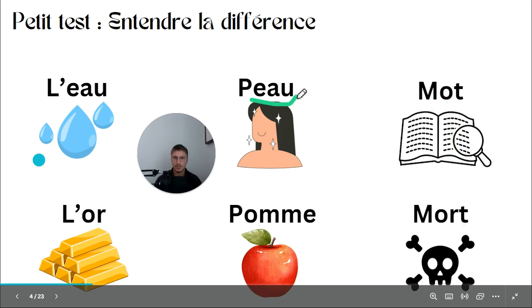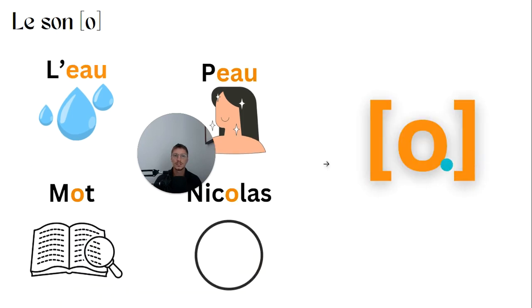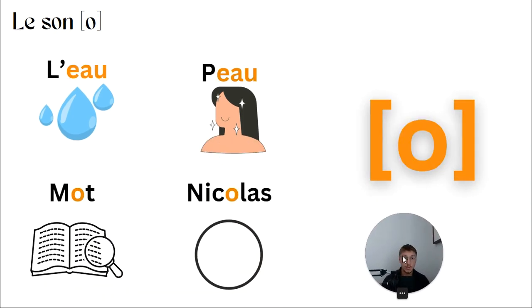about this. I'm talking about the voyelle sound. L'eau, l'or. Pot, pomme. Mot, mort. So this is the difference of sound we're going to talk about today. Starting with the first sound, which is very easy, I think.